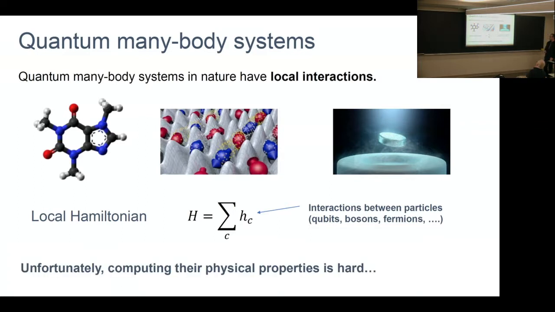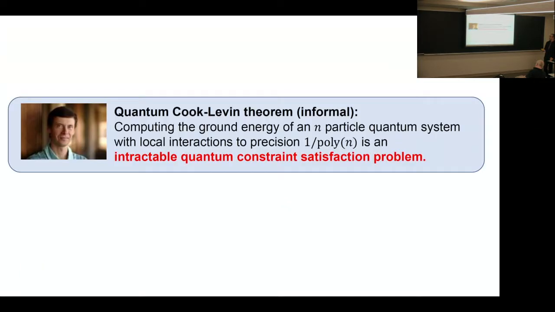Now, computing properties of physical systems like this, modeled as local Hamiltonians, is generally a hard computational problem. And this was formalized by Alexei, who noted that if we have an n-particle quantum system with local interactions, and we ask some formal version of the problem of approximating the ground energy, then we can do this as an intractable quantum constraint satisfaction problem.